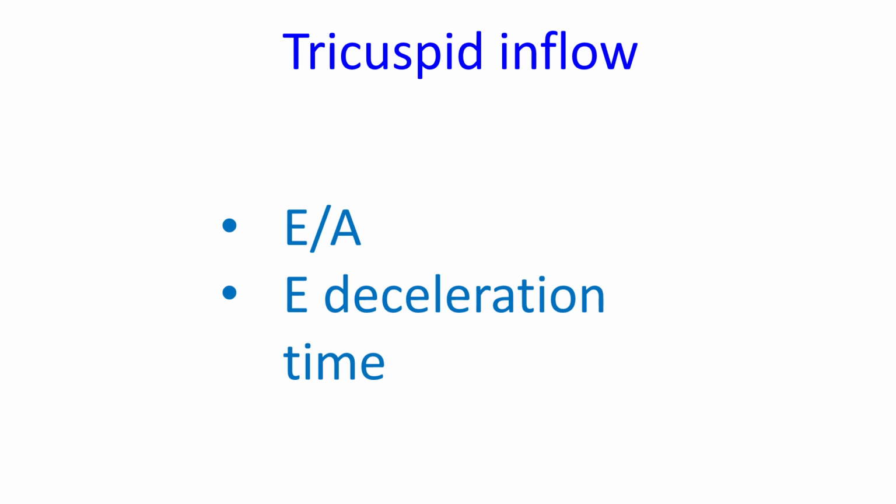Tissue Doppler at the lateral tricuspid annulus can be used to measure the E prime, A prime, and E prime by A prime ratio. Right ventricular isovolumic relaxation time can be calculated using tissue Doppler. E by E prime ratio can also be calculated as on the left side. Similarly, Tei index or myocardial performance index can also be calculated. Right ventricular tissue Doppler indices are less load dependent than pulsed Doppler right ventricular inflow measurements.